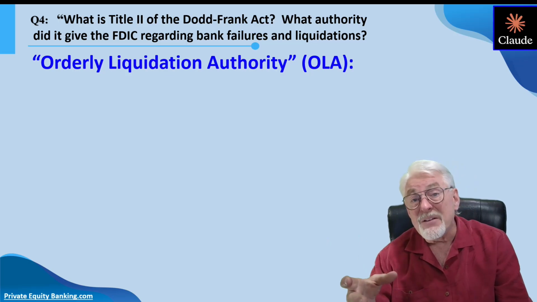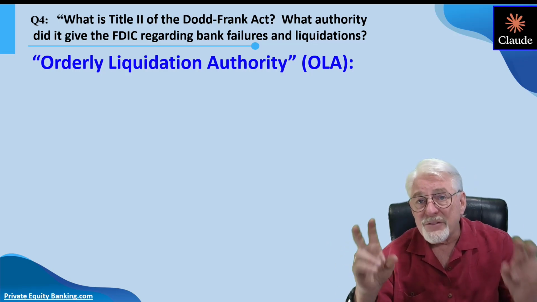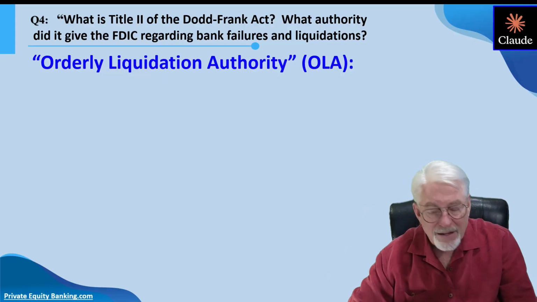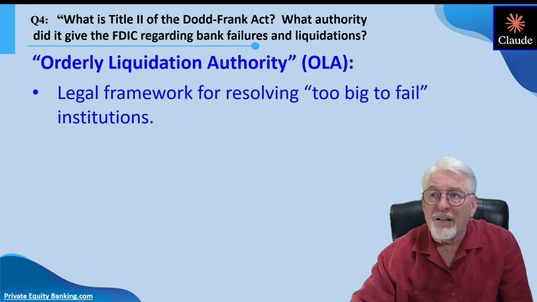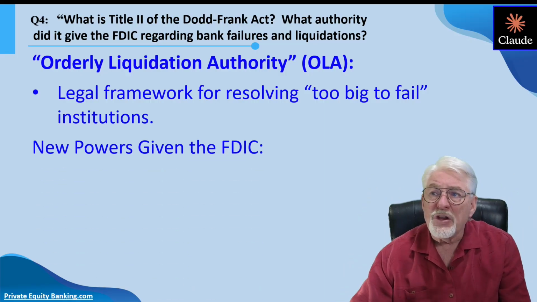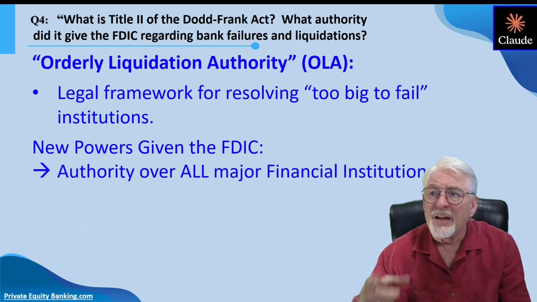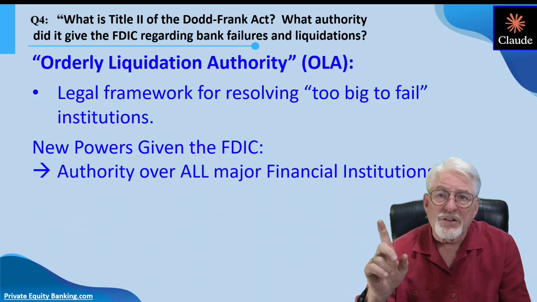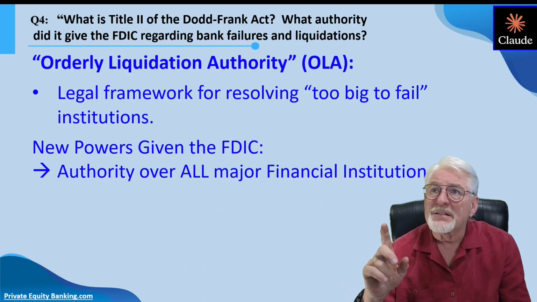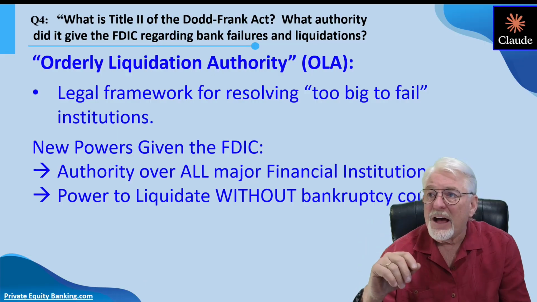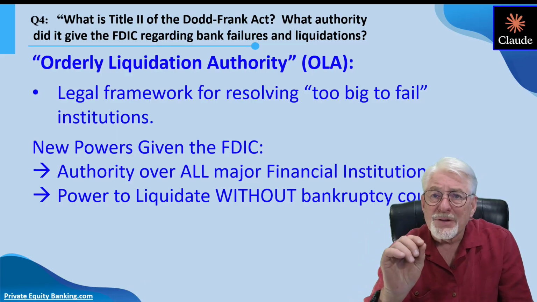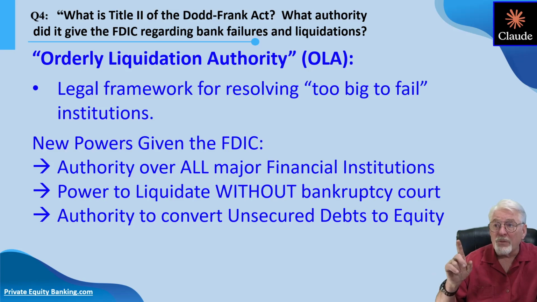Now, they're going to say receivership all the time, too. Remember, receivership is just a euphemism for liquidating a bank. Okay, so they have the Orderly Liquidation Authority. It's the legal framework to resolve too big to fail institutions. Okay, the new powers given the FDIC in 2010: 1, authority over all major financial institutions. What they call those is significantly important financial institutions, SIFI. 2, power to liquidate without bankruptcy court. Again, these are quotes from Claude. 3, authority to convert unsecured debts to equity.